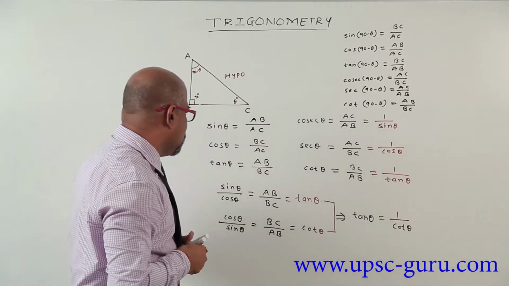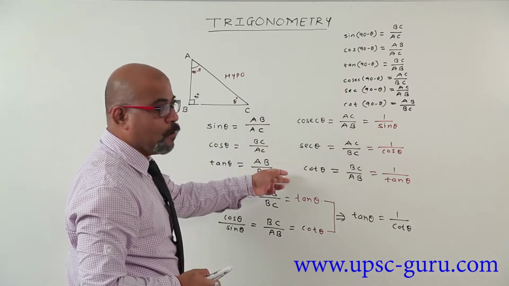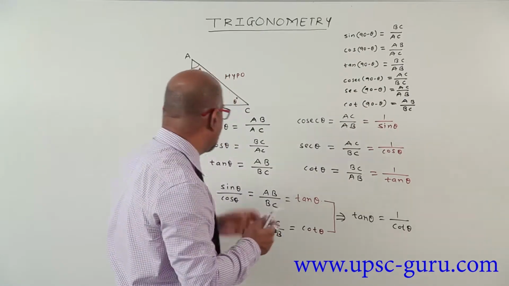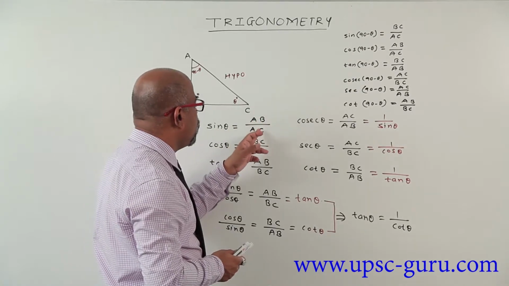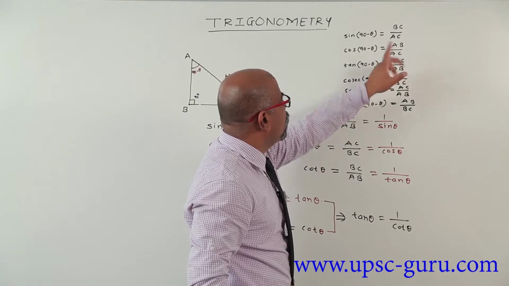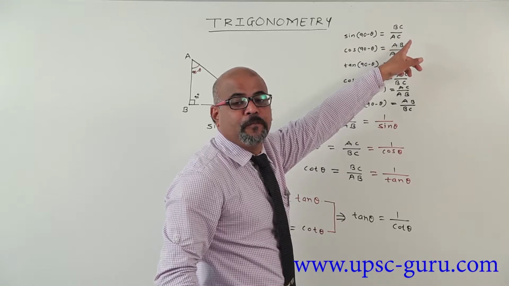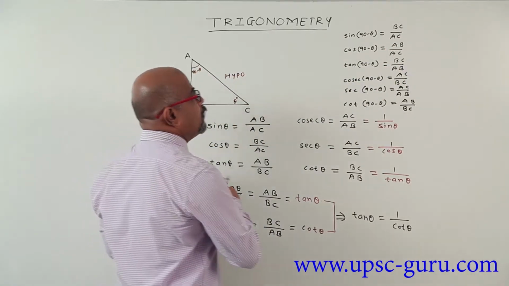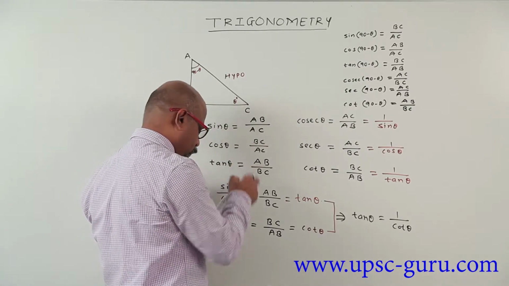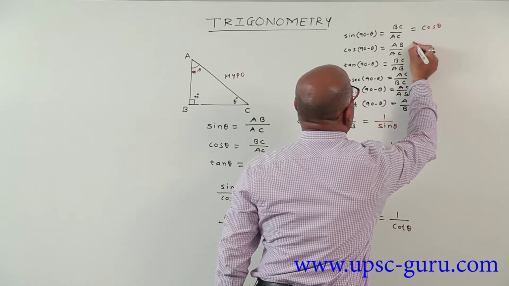Now if we observe values of sin theta, cos theta, tan theta, sec, cosec, cot, and sin 90 minus theta, cos 90 minus theta, let us check what relation we get. Sin theta equals AB upon AC and cos 90 minus theta equals AB upon AC. Sin 90 minus theta equals BC upon AC, and cos theta is also BC upon AC. Therefore sin 90 minus theta is nothing but cos theta.